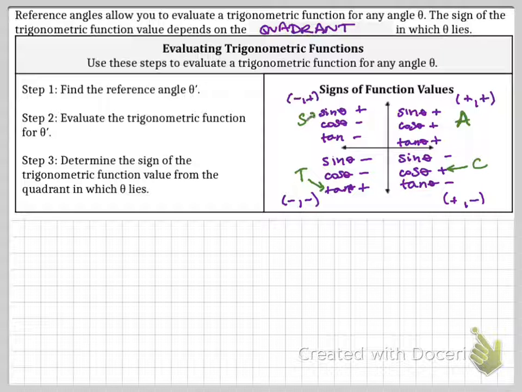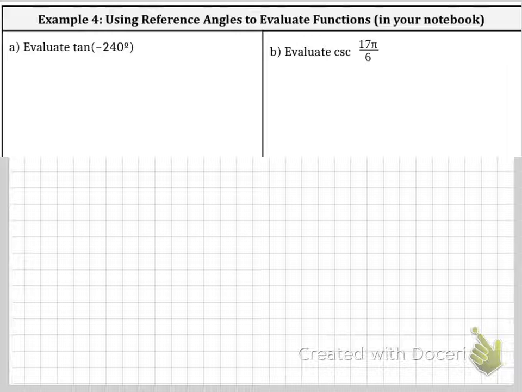So one way to remember this is ASTC, or All Students Take Calculus. It goes from quadrant 1, 2, 3, and 4. So ASTC is a way to remember that. So let's use that. Here we have tangent of negative 240 degrees. And so we need to evaluate these values, and this is a no calculator portion.